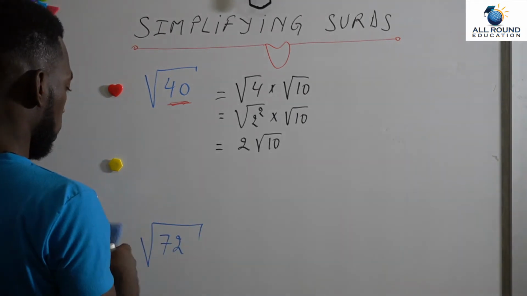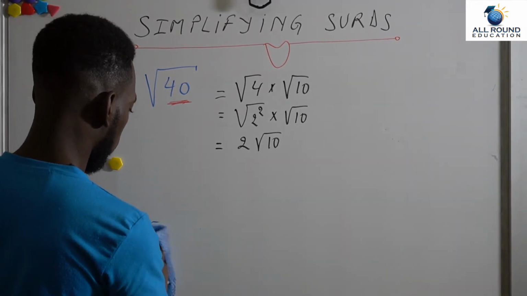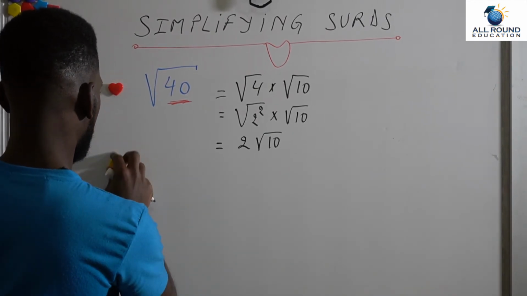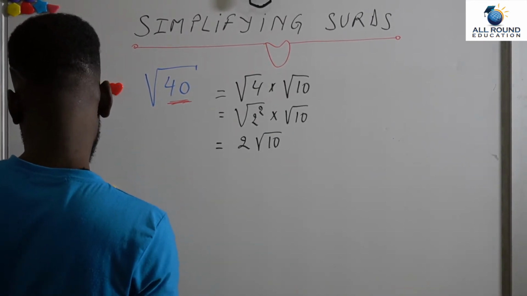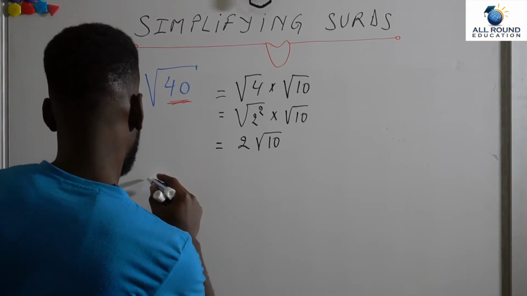Now, the number that I read above was 36. So we had the square root of 36.